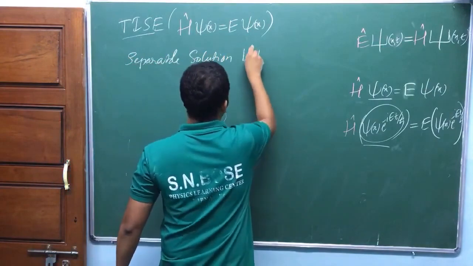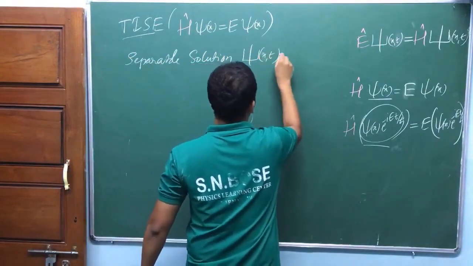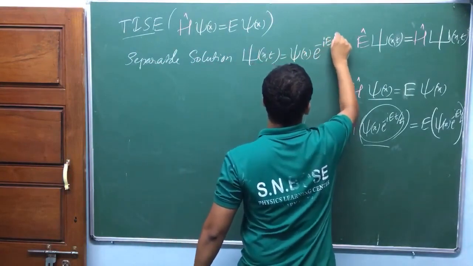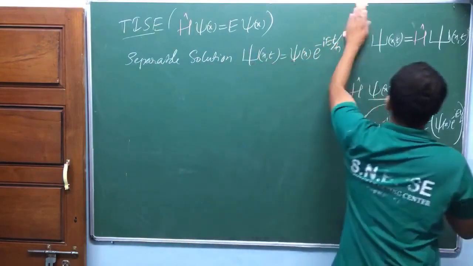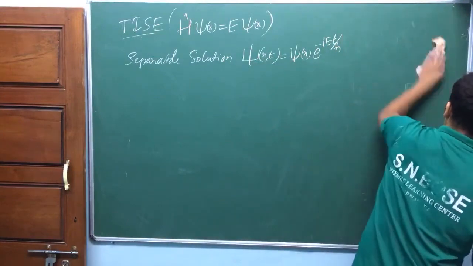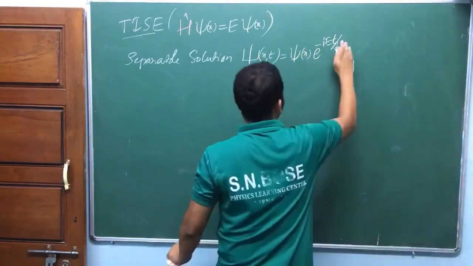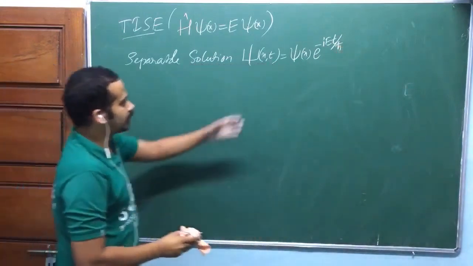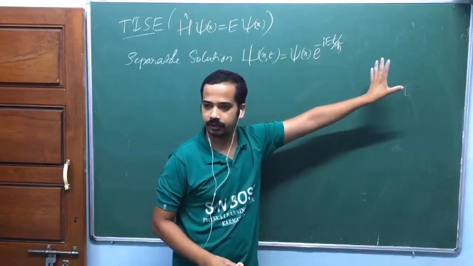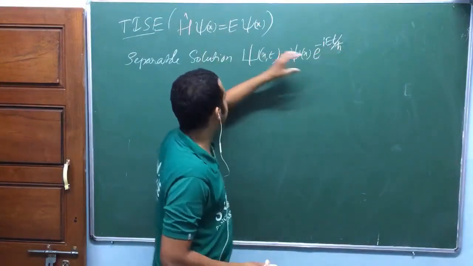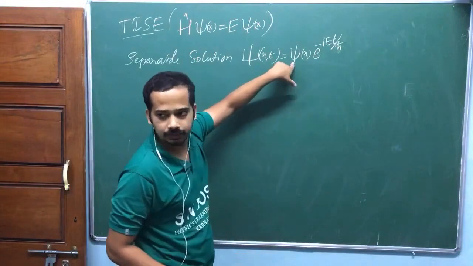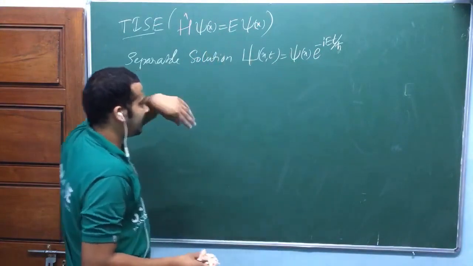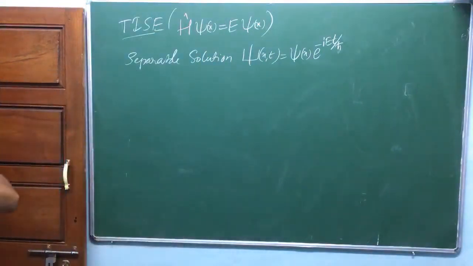So if psi of x comma t is equal to psi of x times e to the power minus i E t by h bar, what is so special about this one? This can be combined, that's also a solution. I am not talking about combination of this. When you solve this one, you get one energy. When you solve this one, you get one wave function. Am I right? This is a differential equation. So I am just talking about that separable solution. What is so special about that one?